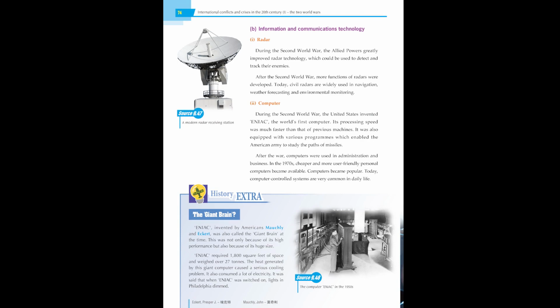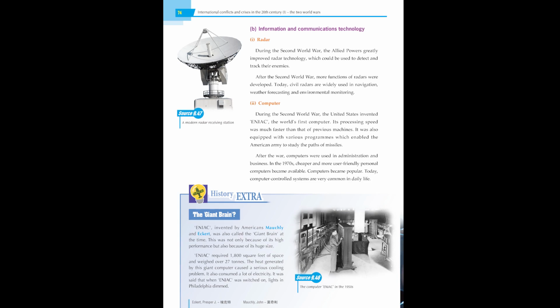B. Information and Communications Technology. 1. Radar. During the Second World War, the Allied powers greatly improved radar technology, which could be used to detect and track their enemies. After the Second World War, more functions of radars were developed. Today, civil radars are widely used in navigation, weather forecasting, and environmental monitoring.